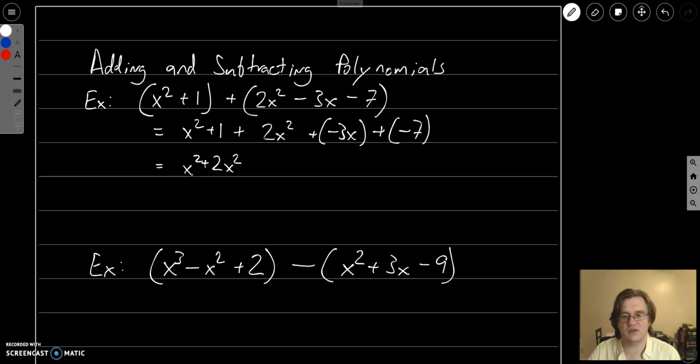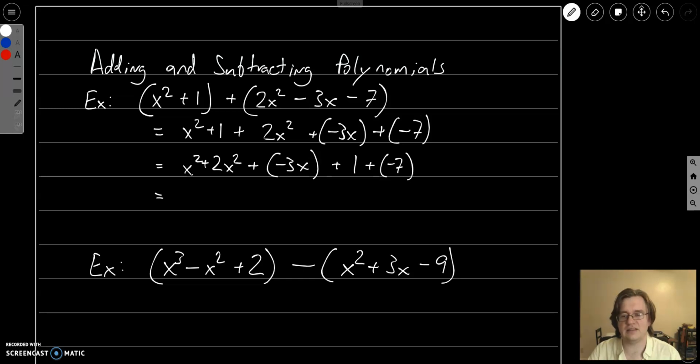Next, we have a term with just an x in it. And then lastly, we have some constant terms. We've got a plus 1 and a plus negative 7. So what you'll notice is that I've put all the biggest degree terms out front, and then the next, and then the smallest degree terms. So I'll just put them in order, so it's a little bit easier to read.